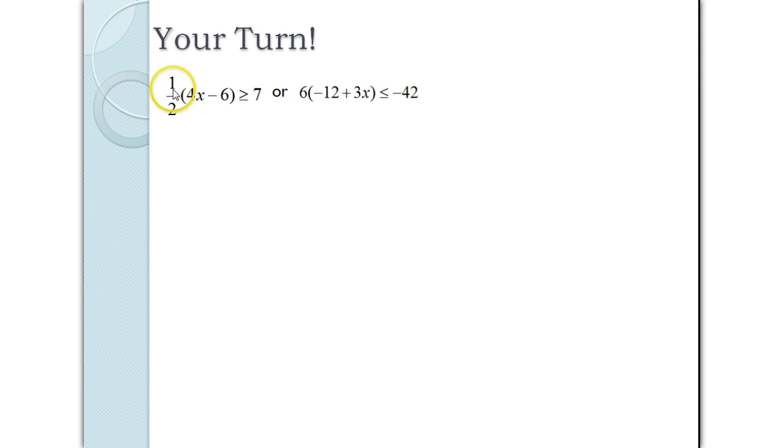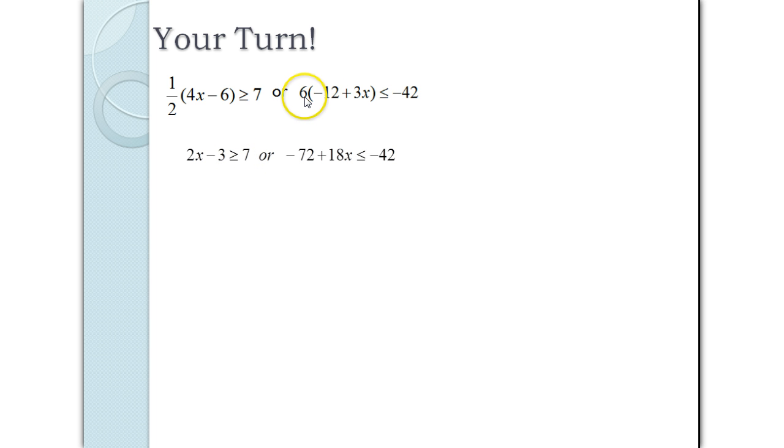The first thing that you should do is distribute the half. Remember, whenever you're dealing with fractions, multiply to the top, divide the bottom. 4x times 1 is 4x. Divide by 2 is 2x. Negative 6 times 1 is negative 6. Divide by 2 is negative 3. Notice I bring down the inequality and the 7.